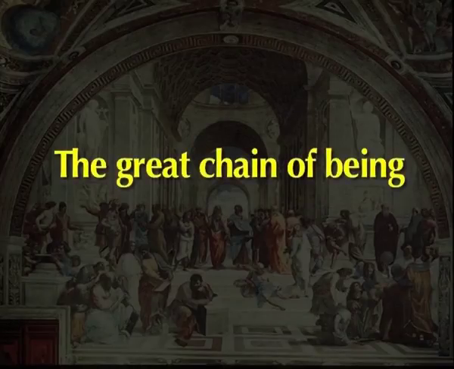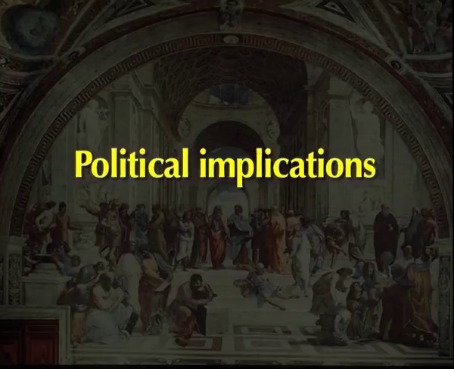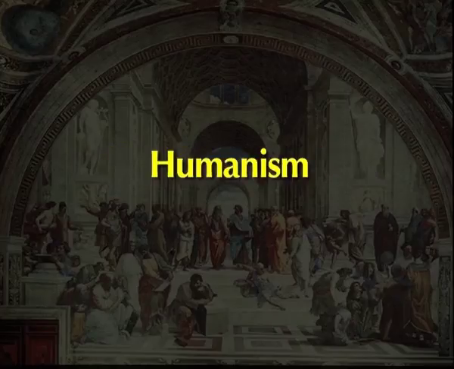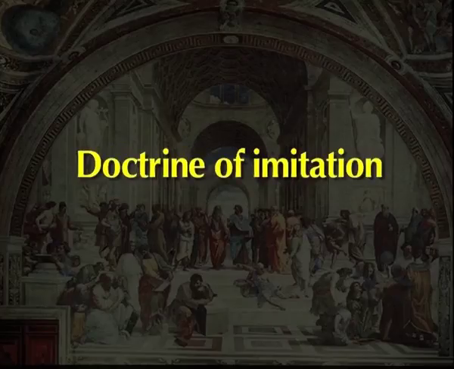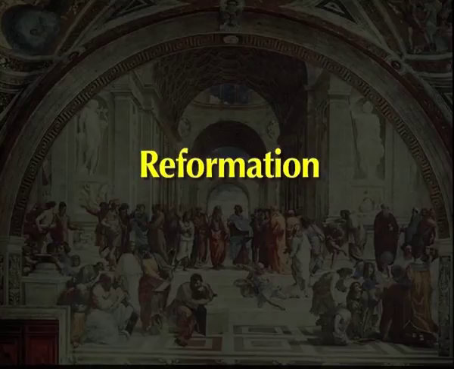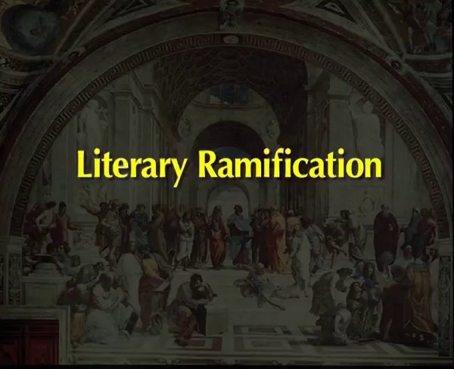of various genres. The major issues which caught the attention of the social and the literary world were the great chain of being, political implications of the chain of being. Third one was humanism, the doctrine of imitation, and the Reformation and literary ramifications. The intellectual dimensions explored included the orderliness and disorderliness of internal and external nature.